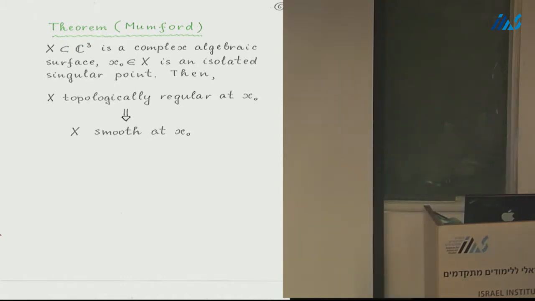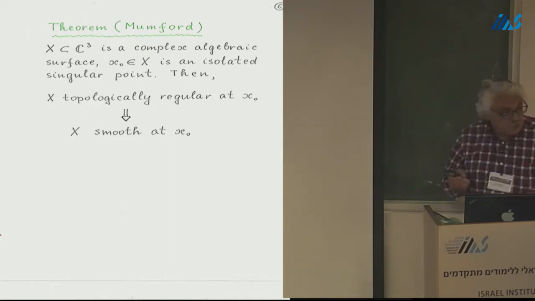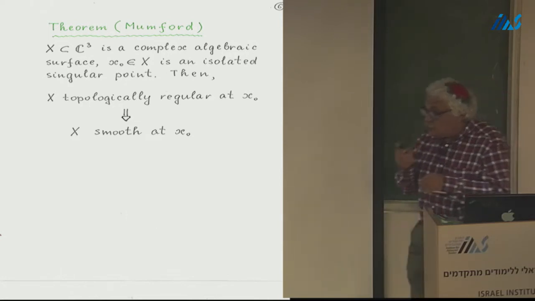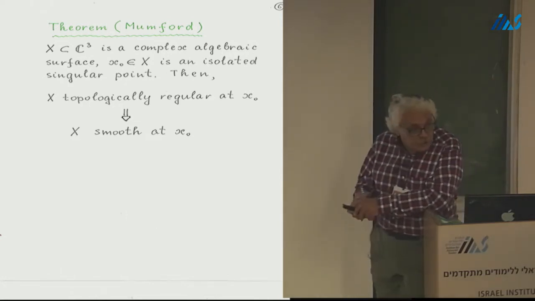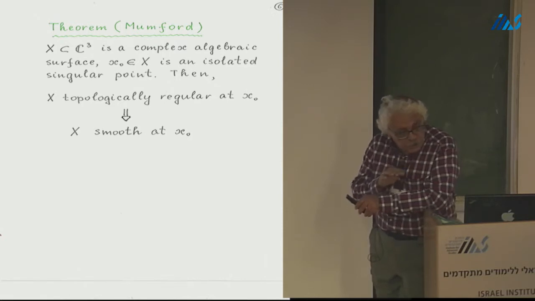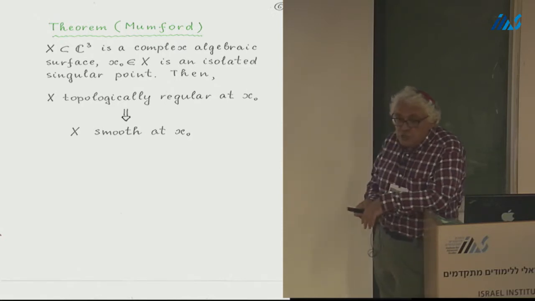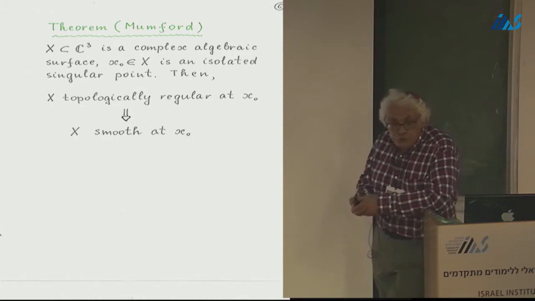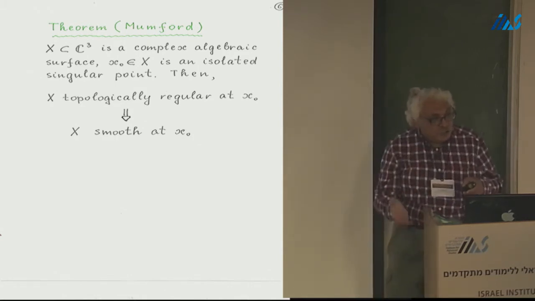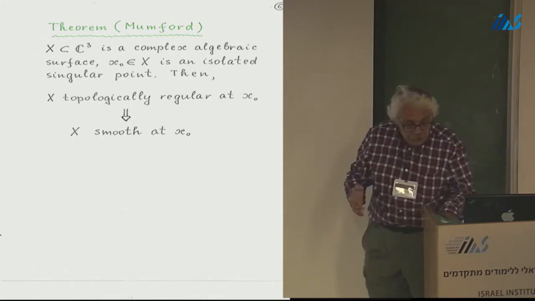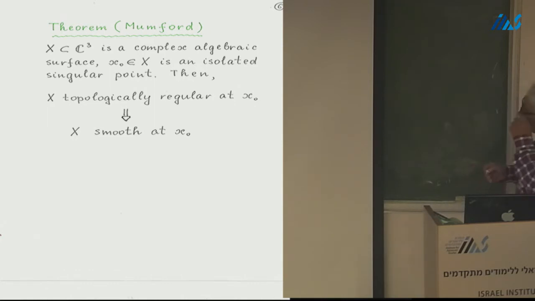Yeah, it is false for curves in the plane. The curves in the plane are topologically regular, right? But they are not smooth. They are smooth if and only if they are non-singular, right? But for surfaces, it is the case, with isolated singularity. Because if the singularity is not isolated, then you can just take a curve and take a product with a real line.